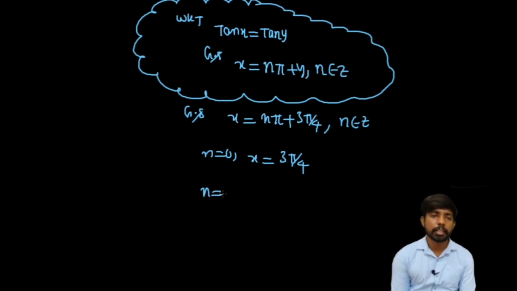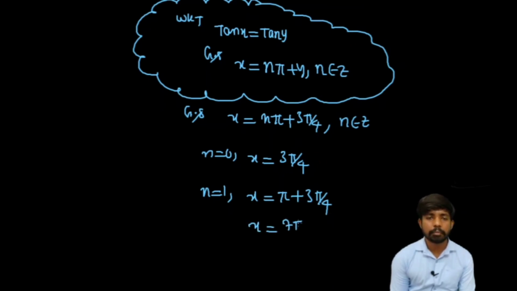Next, substitute n equals 1. If I substitute n equals 1, in the place of x, we get pi plus 3 pi by 4. So 4 pi plus 3 pi, cross multiply, is 7 pi by 4. This lies from 0 to 2 pi, right?